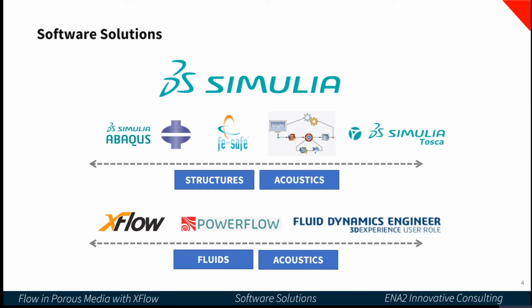We also have iSight, and iSight is a workflow optimization software. And finally, Tosca, and Tosca is a structural optimization software. So with Tosca, you're able to cut back material expenditure while maintaining structural integrity. And this material expenditure cutback has multiple cost benefits.